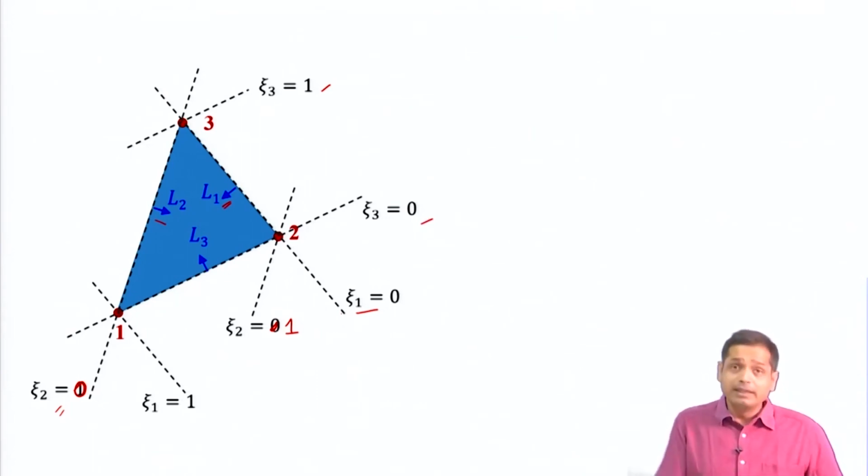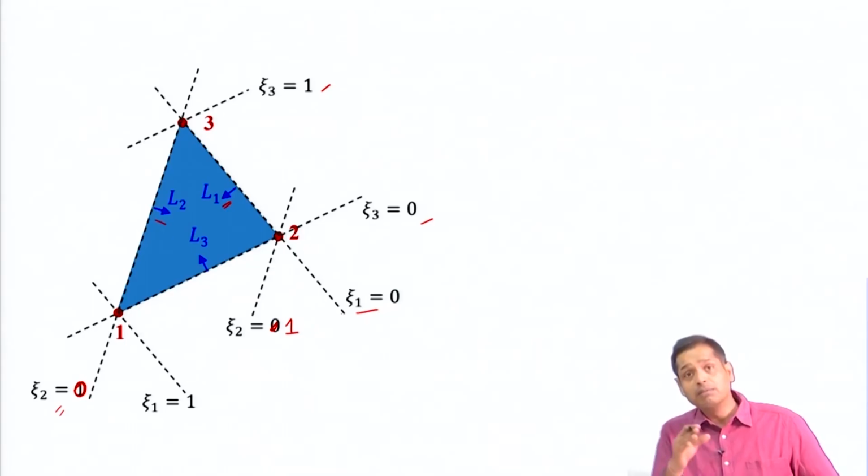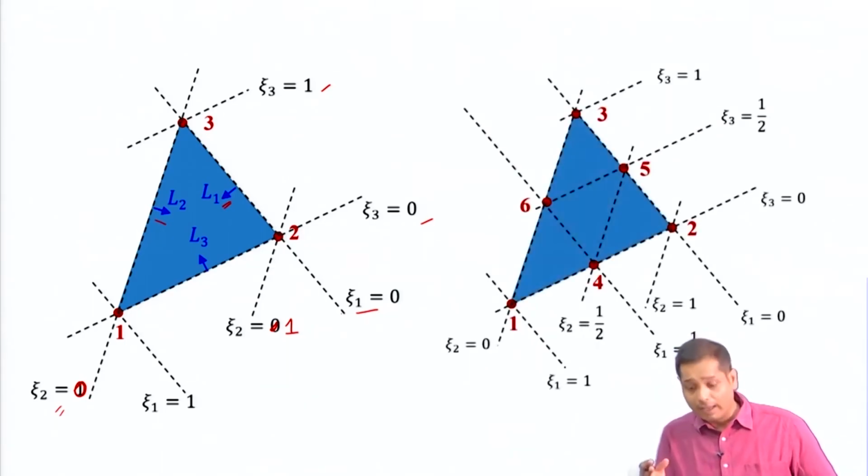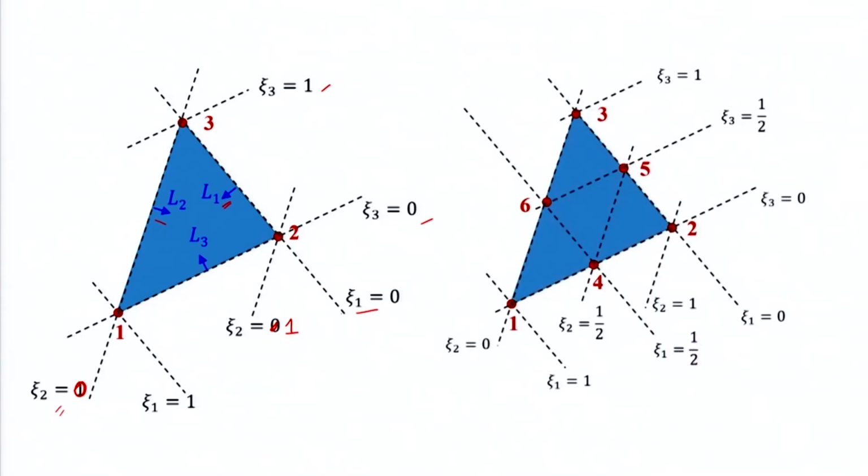So the same thing, if we extend to a 6-noded triangle, it will be something like this. You see, now we have intermediate nodes at the boundary, and these nodes are equally spaced. If you recall, when we discussed the shape function, one of the important criteria we used is that nodes are equally spaced.